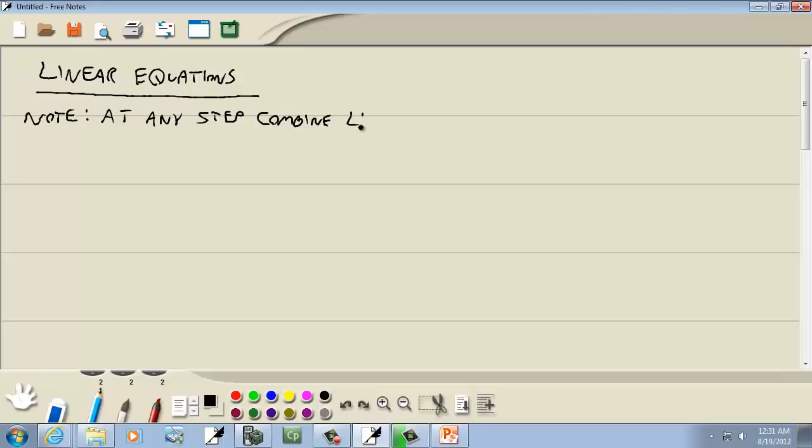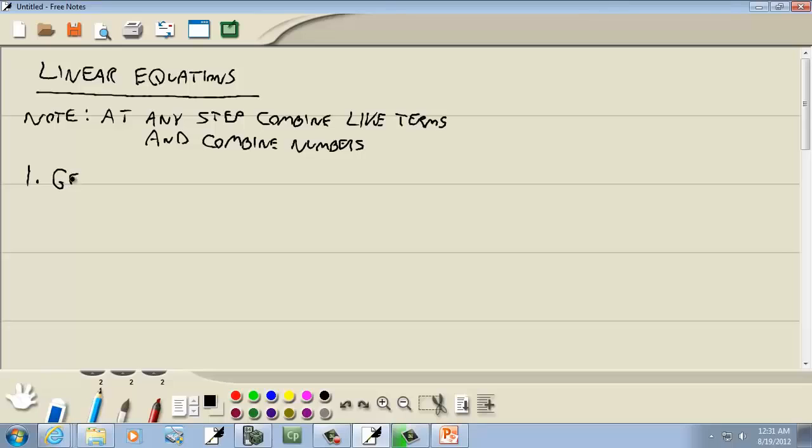combine like terms and combine numbers. Now specifically, you do that anywhere in math, but in linear equations, I like to really emphasize it.